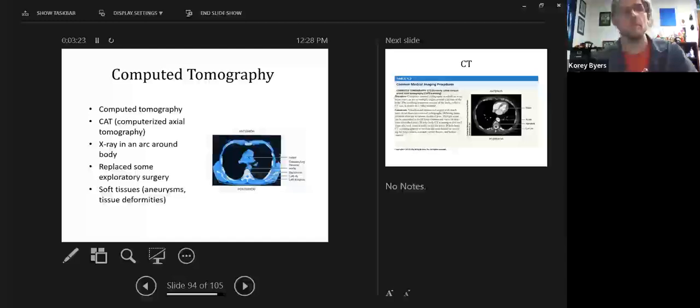CT scans, or they used to be called CAT scans, computed tomography, are using X-rays, but also a computer image. And so oftentimes the X-rays will be given in an arc around the body. And on the computer, you can press up and down on the arrow and then go up and down through these, I should say superior, inferior, caudal, cephalad, through the images to try to look at the organ or look at the bone and determine what is wrong, or to determine the pathology. And so the book highlights that it's replaced some exploratory surgeries. And so CT scans, computed tomography, X-ray in an arc around the body.